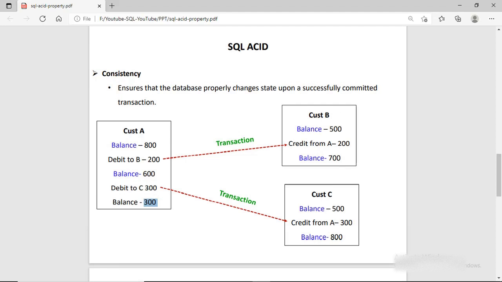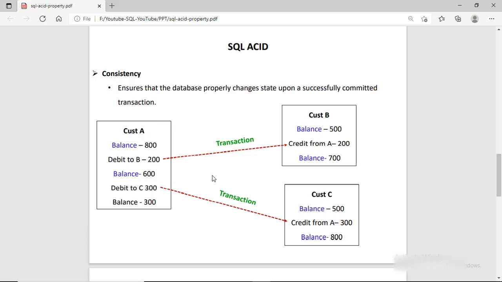Now we talk about consistency. It ensures that the database properly changes state upon a successfully committed transaction. We take an example. First of all, customer A's initial balance is 800 and debits 200 to B. Customer B's initial balance is 500 and credits from A, so the balance is 700. This is the change of database state for B, and in the case of customer A, the balance is 600. This is the change of database state for customer A.